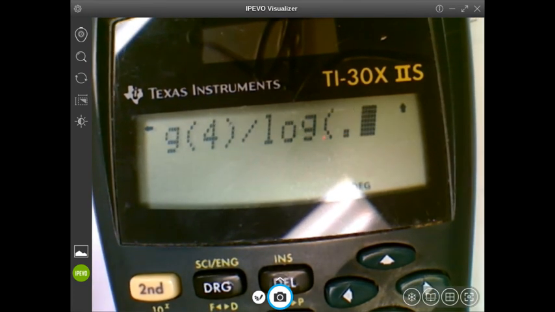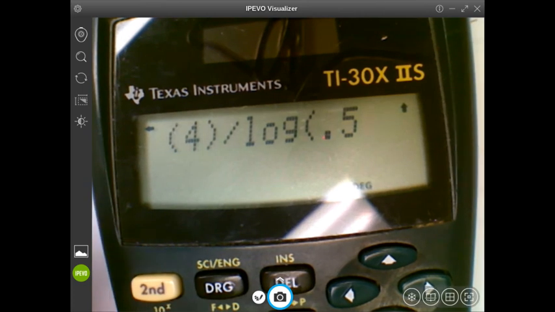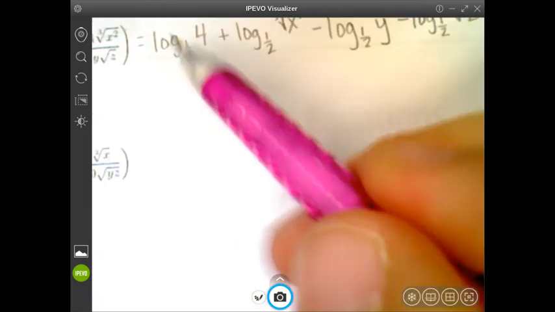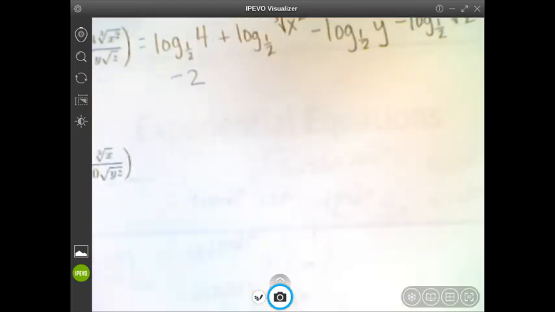And you can say 1/2, or you can say 0.5. It doesn't matter. Your calculator will read it the same. And so that value is -2. So 1/2 to the -2 power is 4. So you can just replace that with a -2.